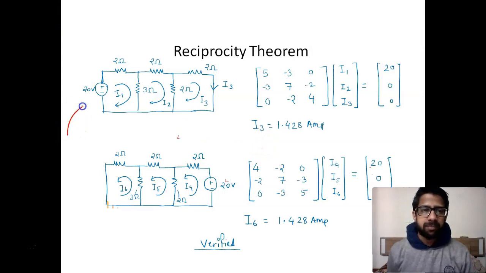So this is our example. We have this 20-volt source and we have current I3 passing through the 2 ohm resistance. Our aim is to verify that if we put this 20 volt source in this particular branch where I3 is flowing, can we get the same current passing through this loop? Let us see. By conventional methods, first I3 is identified.